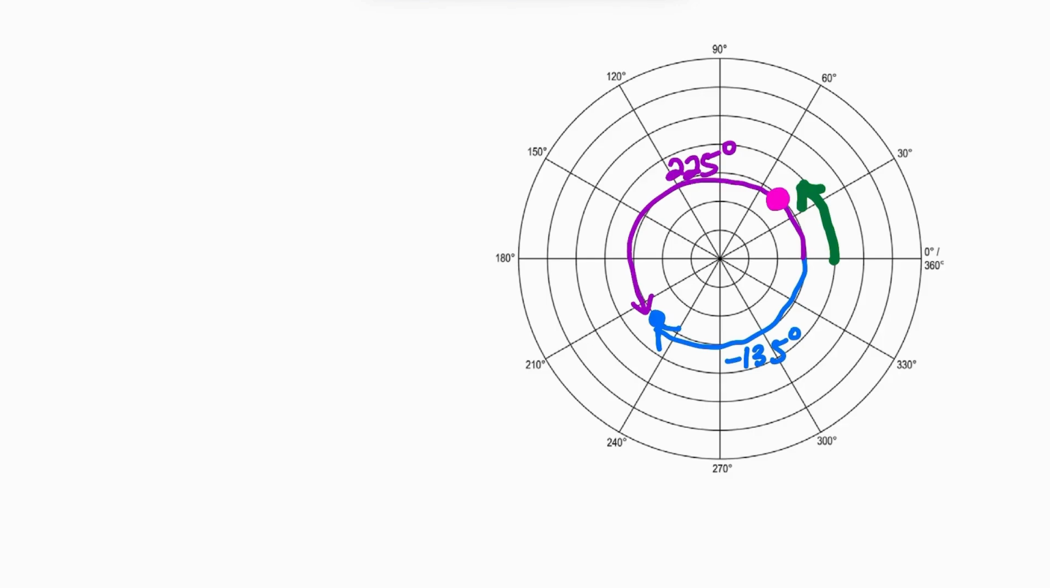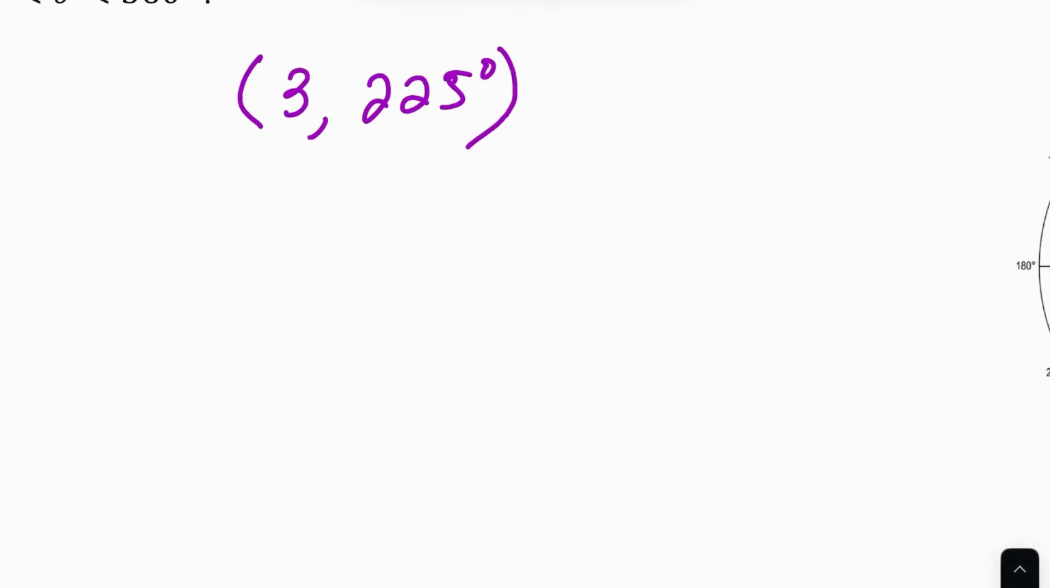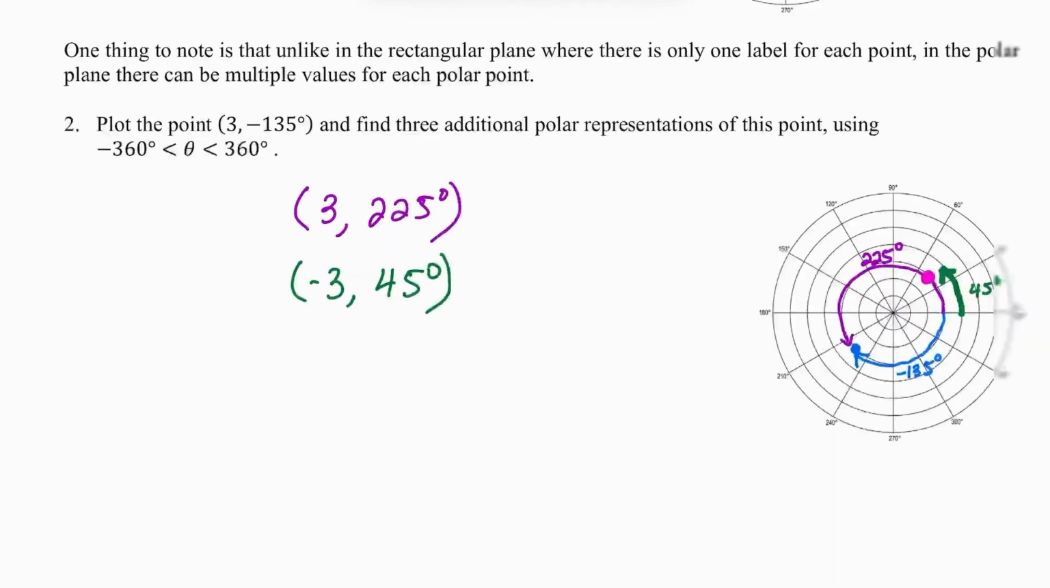Well, that is going to go 45 degrees. But if I tell you 45 degrees, we're not going to get back to this point here. We're going to get to this point. So how do I go 45 degrees but end up over here? We have a negative radius. So that other point that we could do is -3 radius with a positive 45 degrees.